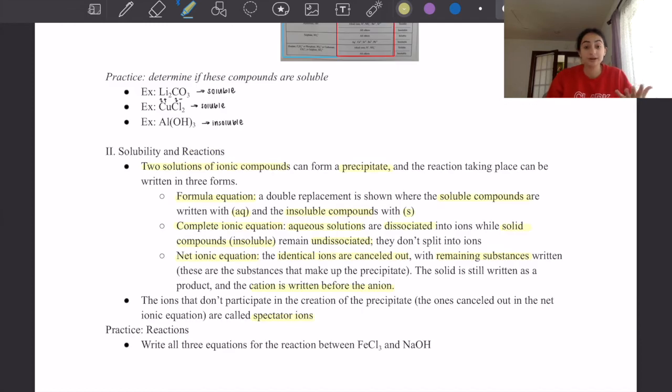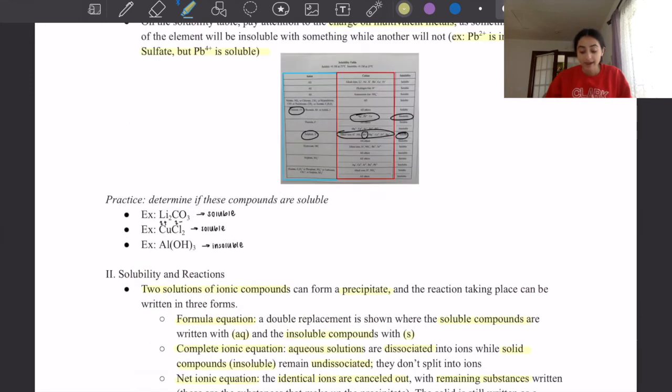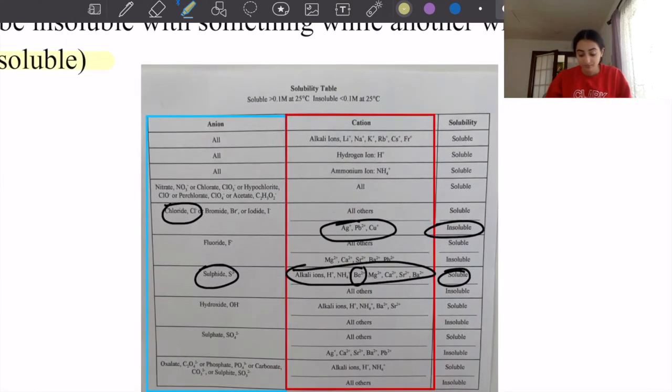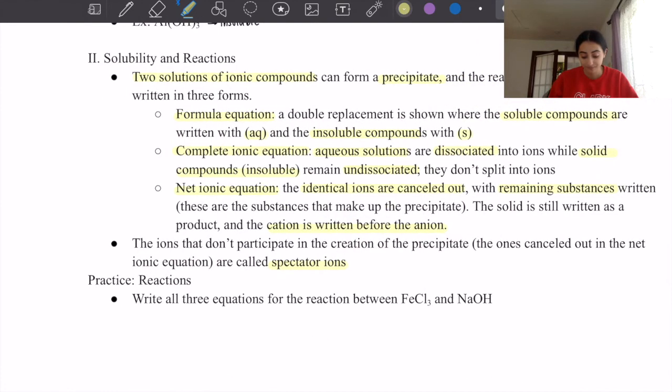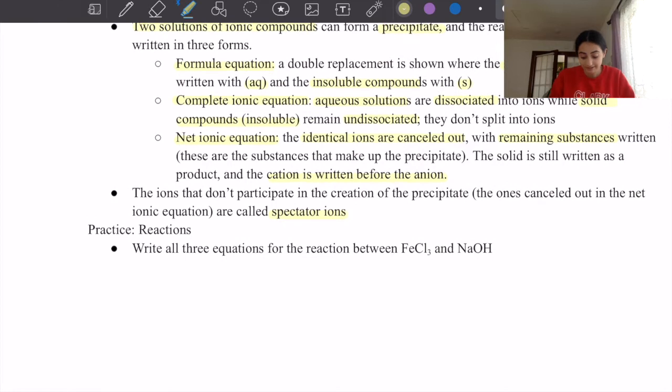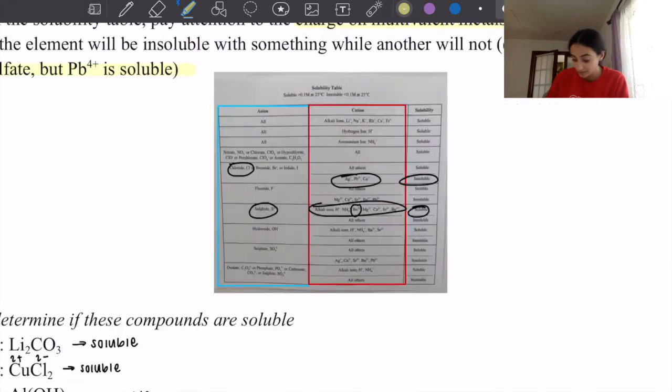And you need to determine if there's a precipitate and which compound the precipitate is in the double replacement. And you use your solubility table to determine which compounds will be soluble and which will be insoluble. So you will always start with two soluble compounds. So let's try an example. We have FeCl3 and NaOH. Before we begin, let's just confirm that these are both soluble.